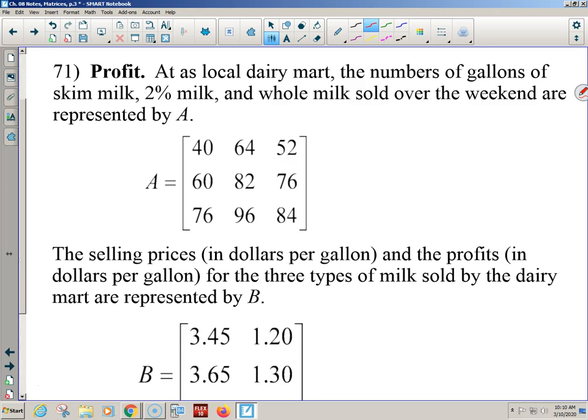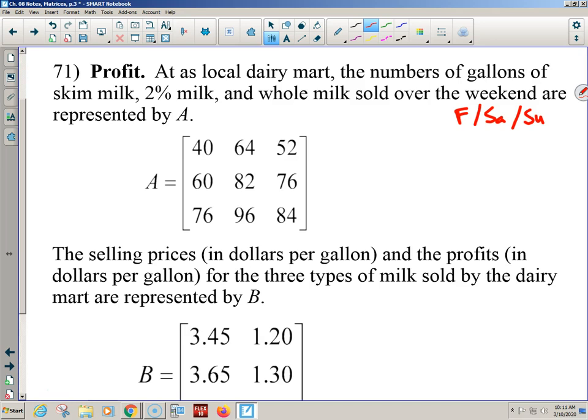Think like a business. What are your days of the weekend? Which three? Yeah, Friday, Saturday, Sunday. If you're a business, you have Friday, Saturday, and Sunday as a weekend, right? Just think of when the movie theater is more expensive. Okay, Friday, Saturday, Sunday. So we have 3 days of the weekend, and we have 3 types of milk. Oh, hey, what kind of matrix do we have?